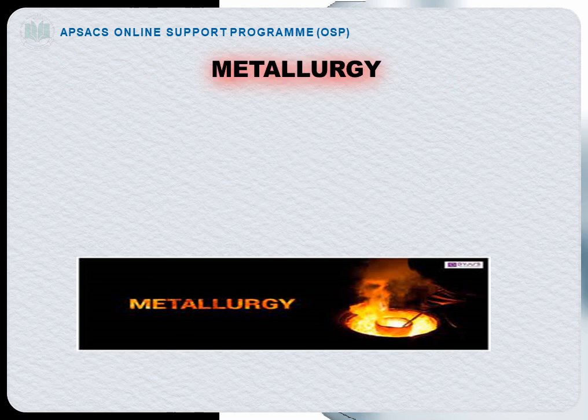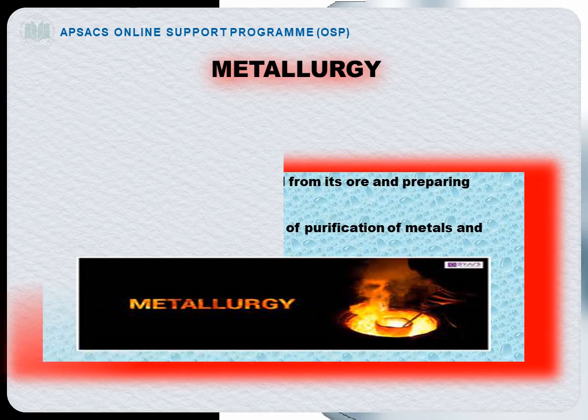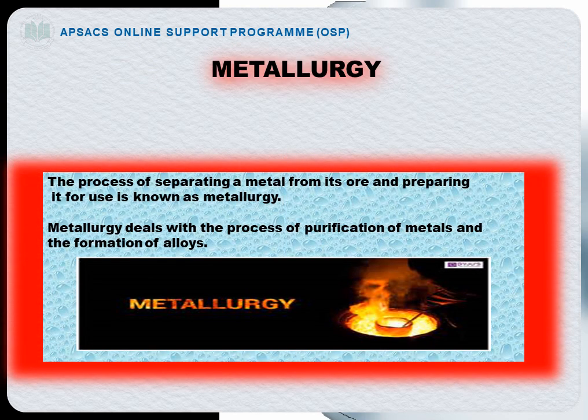Metallurgy. So, the process of separating a metal from its ore and preparing it for use is known as metallurgy. Metallurgy deals with the process of purification of metals and the formation of alloy. We already have some knowledge of alloy, that alloy is a solid to solid mixture that we studied in grade 9 in the solution chapter.